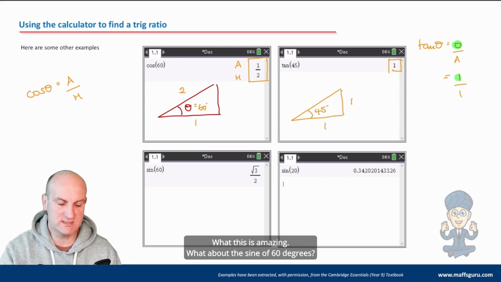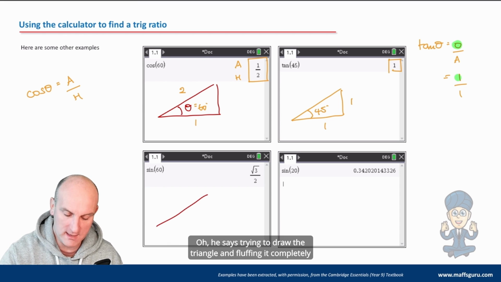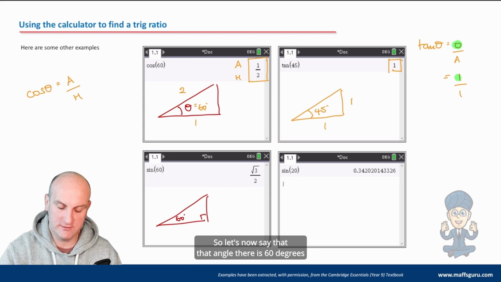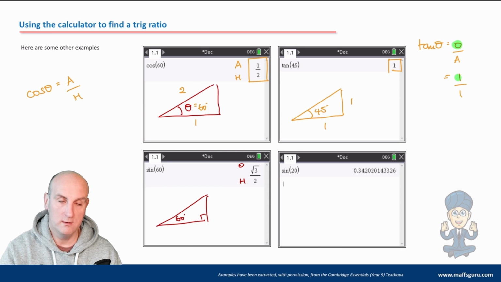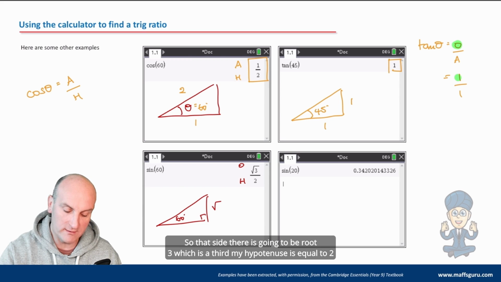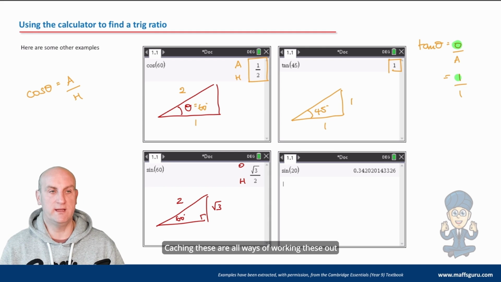This is amazing. What about the sine of 60 degrees? So here we go. Oh, he says trying to draw the triangle and fluffing it completely. So let's now say that that angle there is 60 degrees. We know that sine is opposite over hypotenuse. Oh, okay, so it's now telling me my opposite side is root 3. So that side there is going to be root 3, which is a surd. My hypotenuse is equal to 2. Ka-ching.